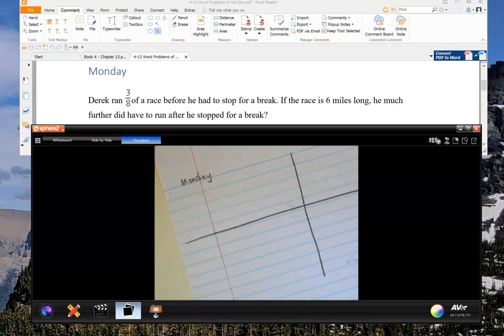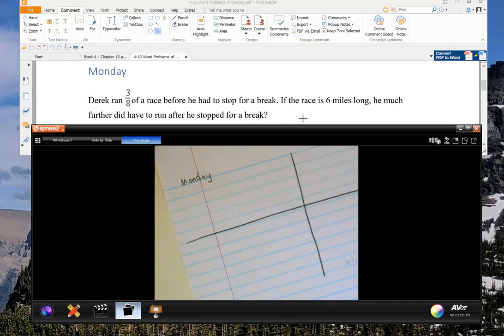Today I'm going over the word problem of the day for Monday, April 13th. First thing I'm going to do is go ahead and read it, and then I'll work on an answer sentence. Derek ran 3/8 of a race before he had to stop for a break. If the race is 6 miles long, how much further did he have to run after he stopped for a break?